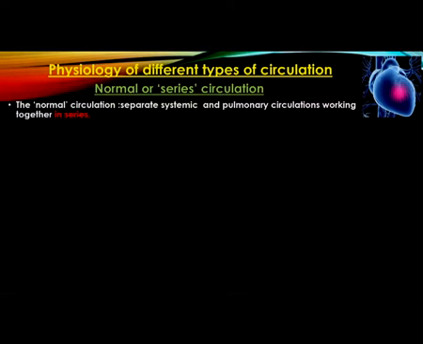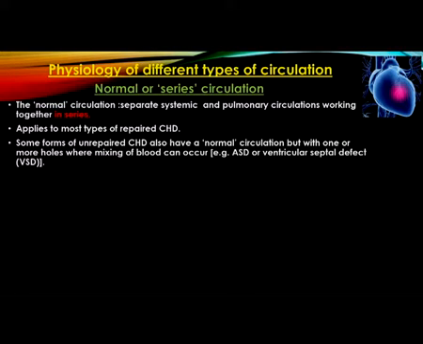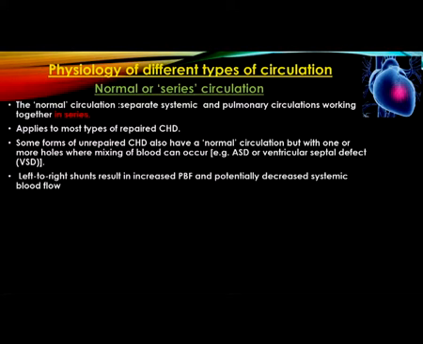The normal circulation, as it says, is separate systemic and pulmonary circulation working together in series. It applies to most types of repaired congenital heart disease. Some forms of unrepaired congenital heart disease also have a normal circulation, but with one or more defects where mixing of blood can occur, like an ASD or VSD, which are the most common. Left to right shunt results in increased pulmonary blood flow and potentially decreased systemic blood flow.